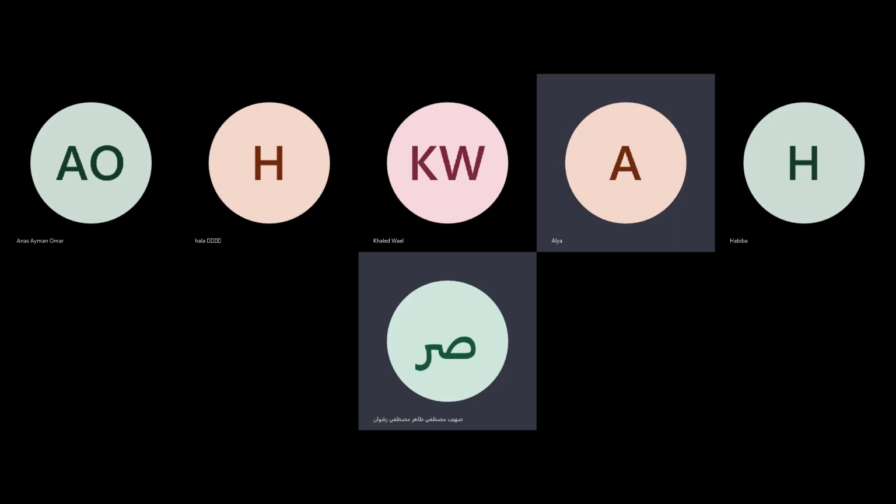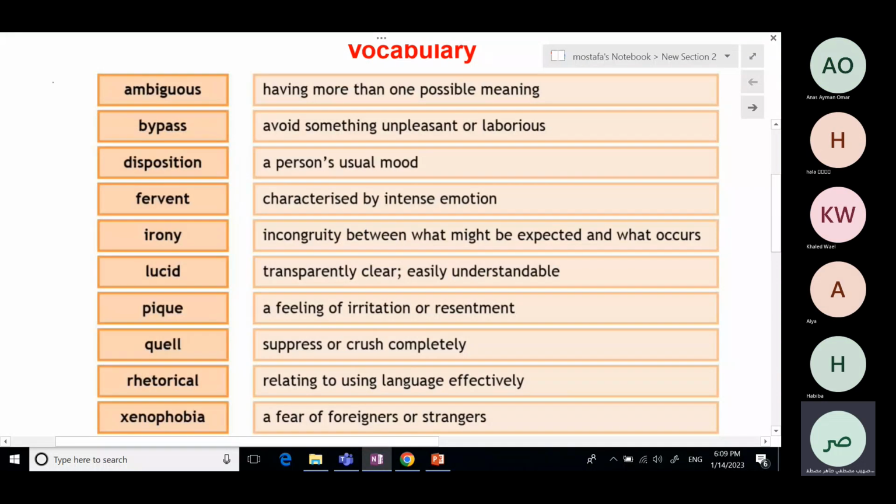Okay, ambiguous. When you say something is ambiguous, it is vague. Vague means unclear. Here, it means having more than one possible meaning. When you say something and it is not clear which meaning you mean, it's ambiguous. So unclear, very simple meaning. Ambiguous means unclear.